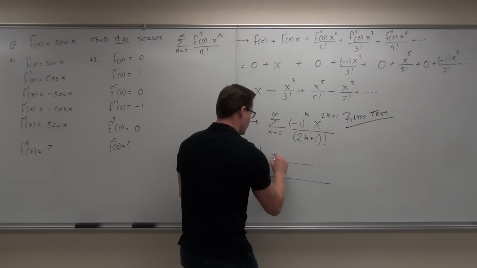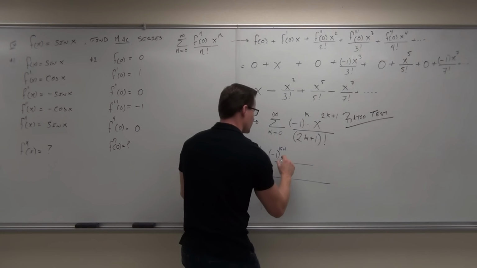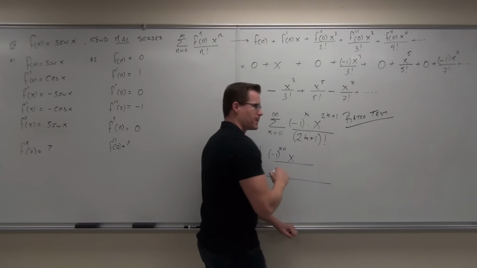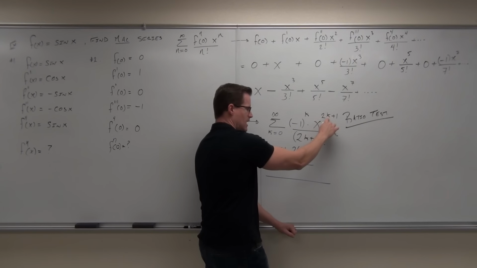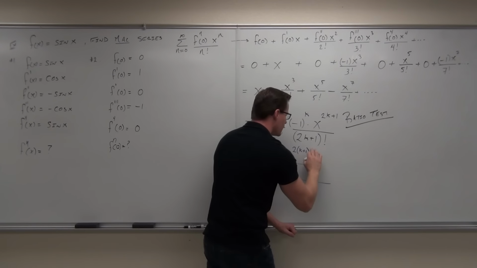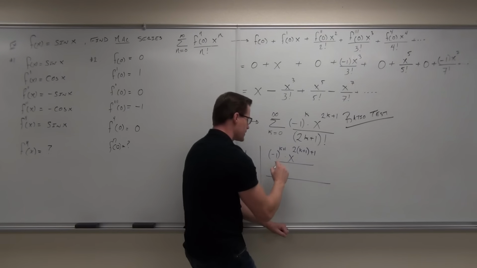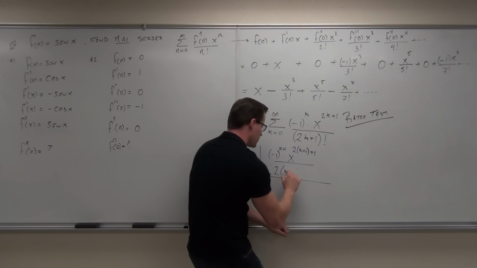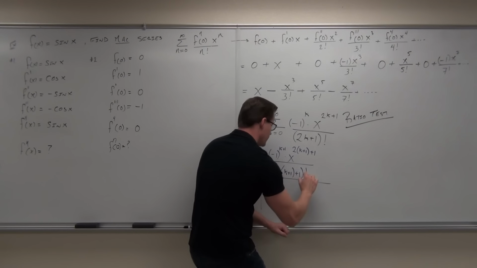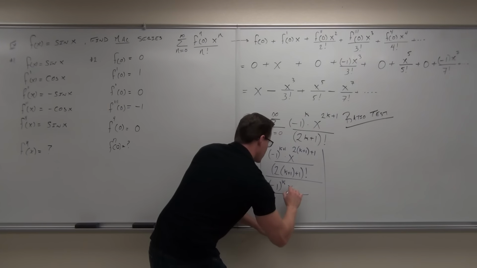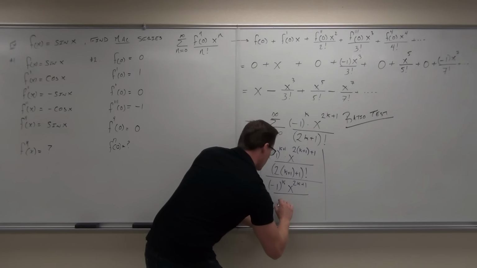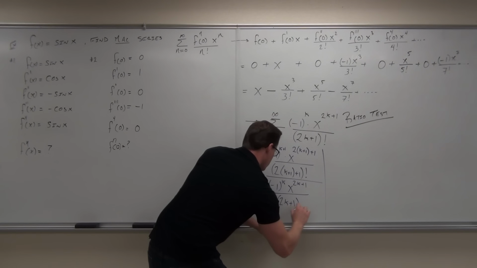Negative 1 to the k plus 1 times x to the, you know what? If we do k plus 1 here, do you see that's going to be 2 times k plus 1 plus 1? Plus 2. Okay, and this is going to be, same thing, 2k plus 1 plus 1 factorial. Sounds like we have a stutter, doesn't it? Negative 1 to the k, x to the 2k plus 1 all over 2k plus 1 factorial.